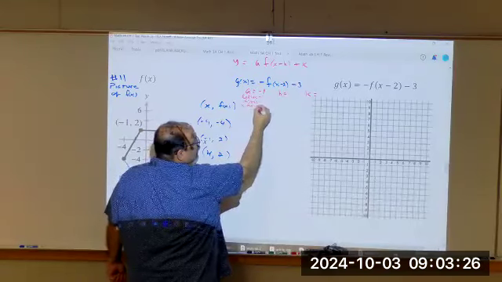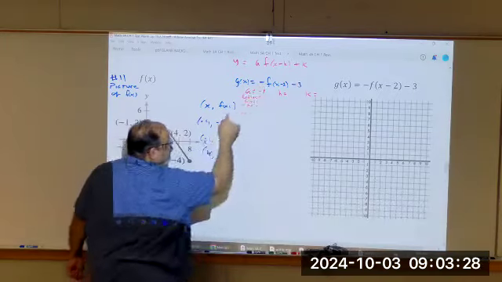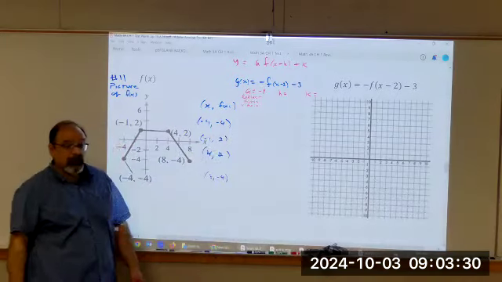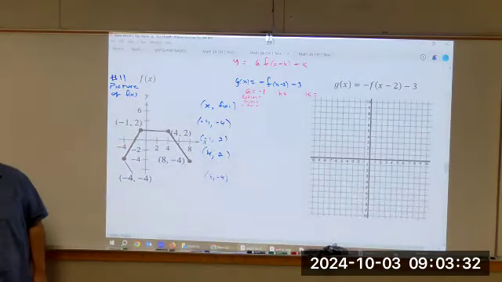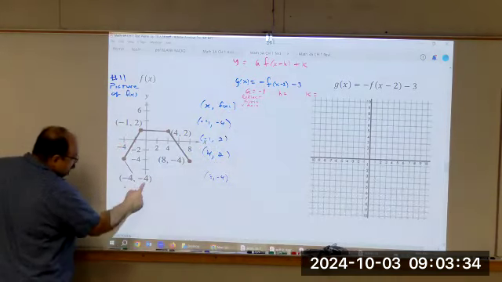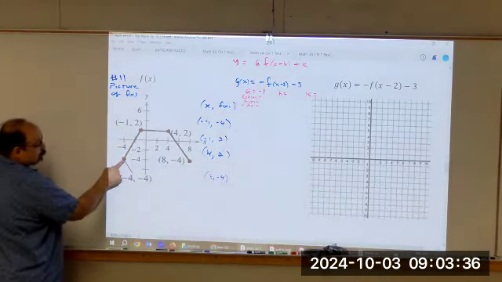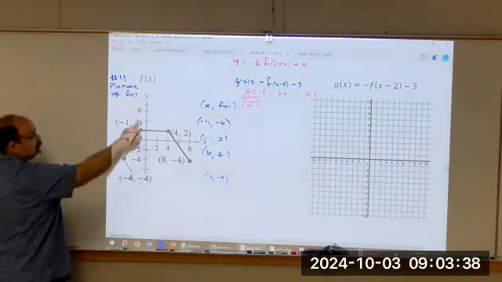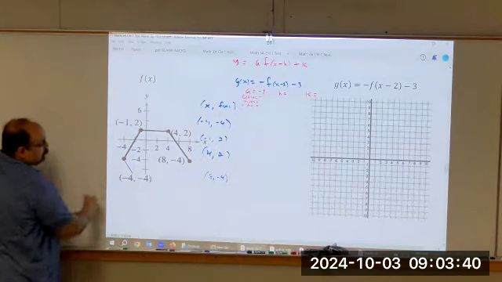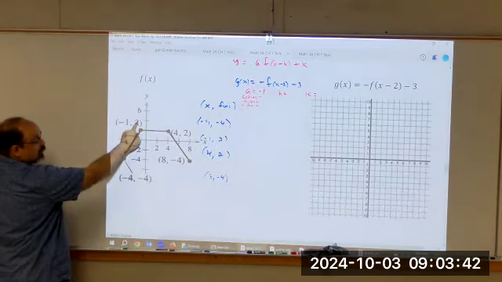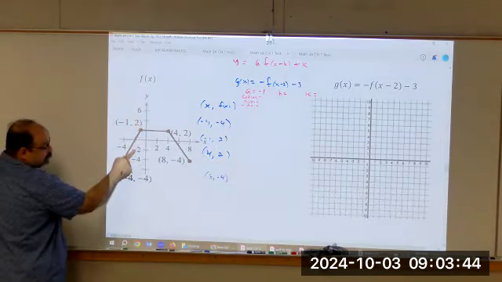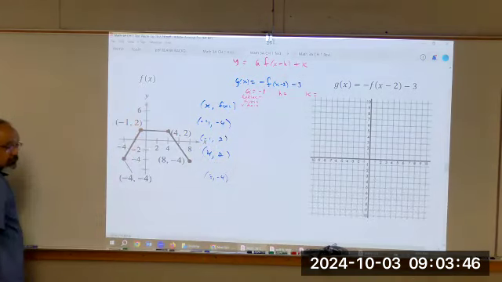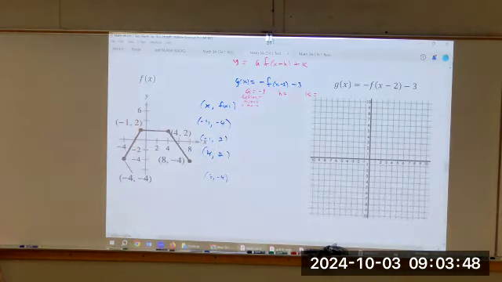And the way you do that is you change the sign of the y coordinate. You're going to multiply the y value by -1. This -4 would get multiplied by -1 and would flip up to +4. +2 gets multiplied by -1, flips down to -2. That's how it reflects across the x-axis. You multiply the value of the function times -1.